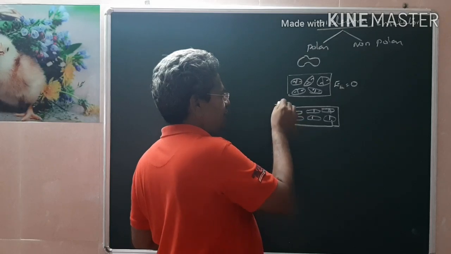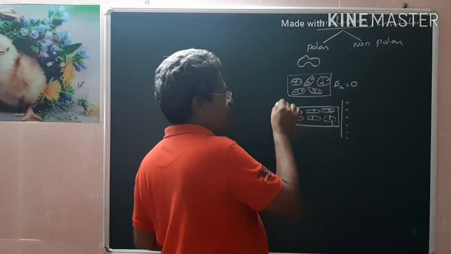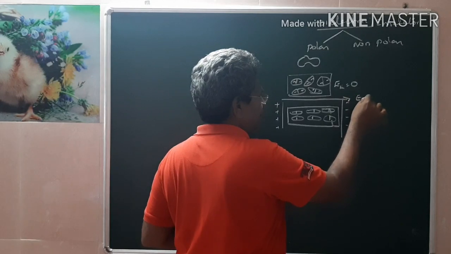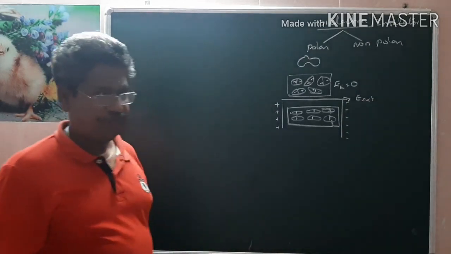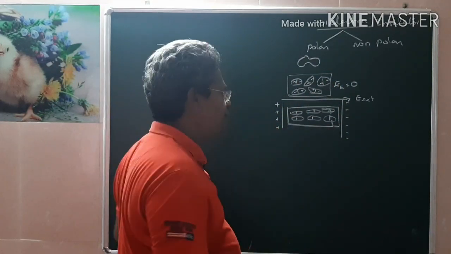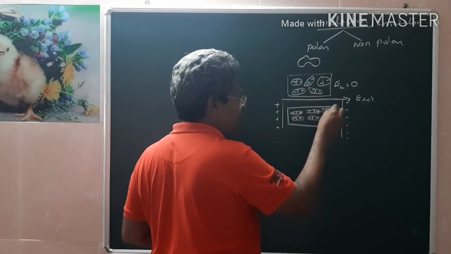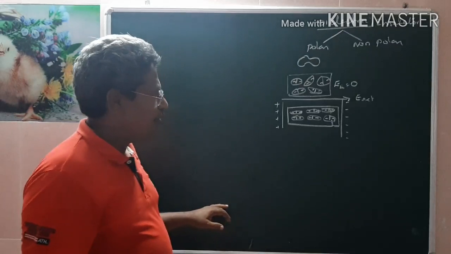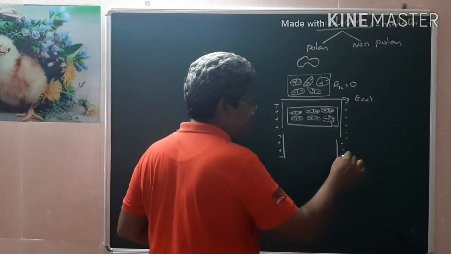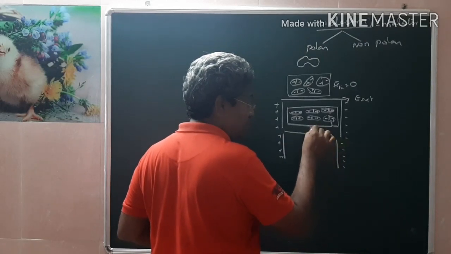For example, I am applying an electric field with positive potential here and negative potential here. The external electric field always acts from positive to negative. Now within the dielectric, all these dipoles begin to align in direction, positive, negative, positive, negative, one after another. The electric field acts from positive to negative; this is the external electric field.